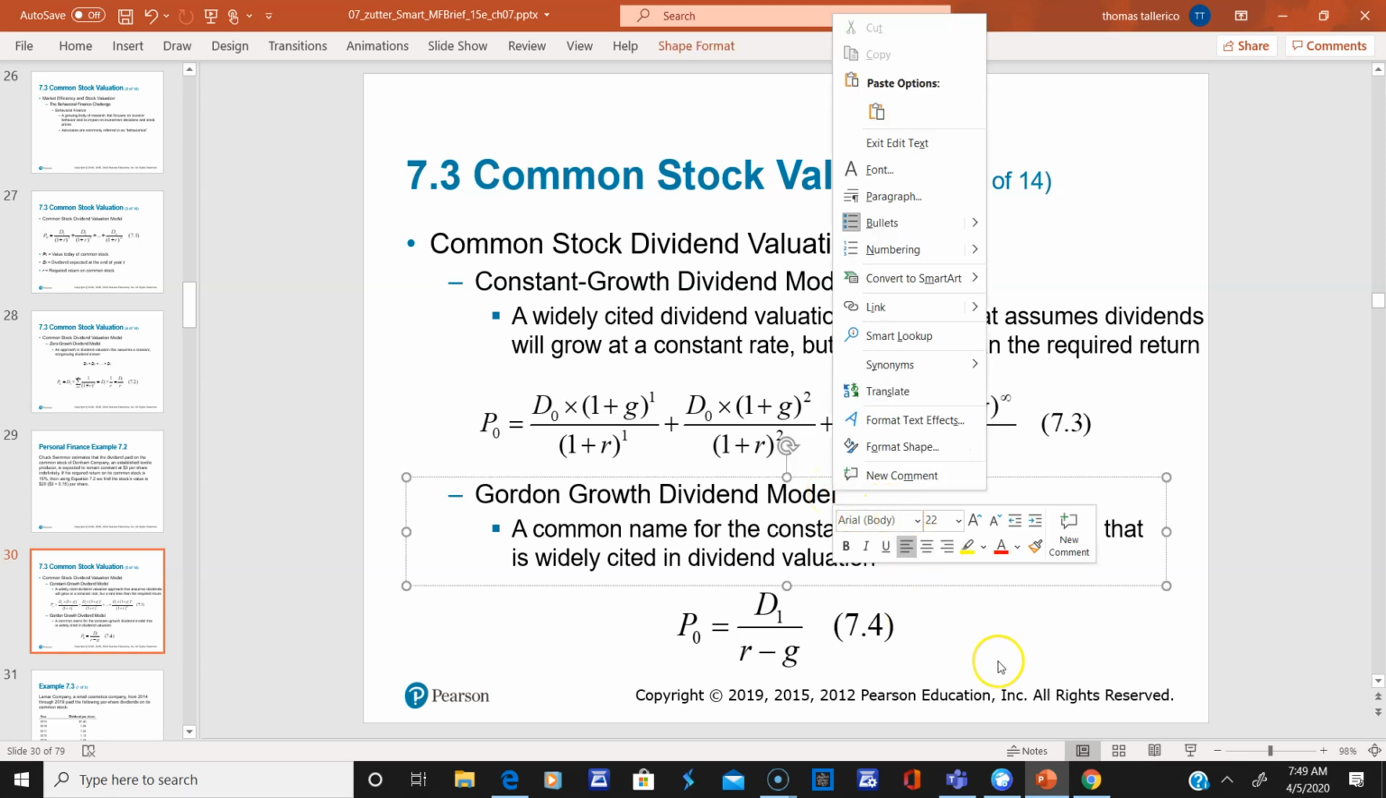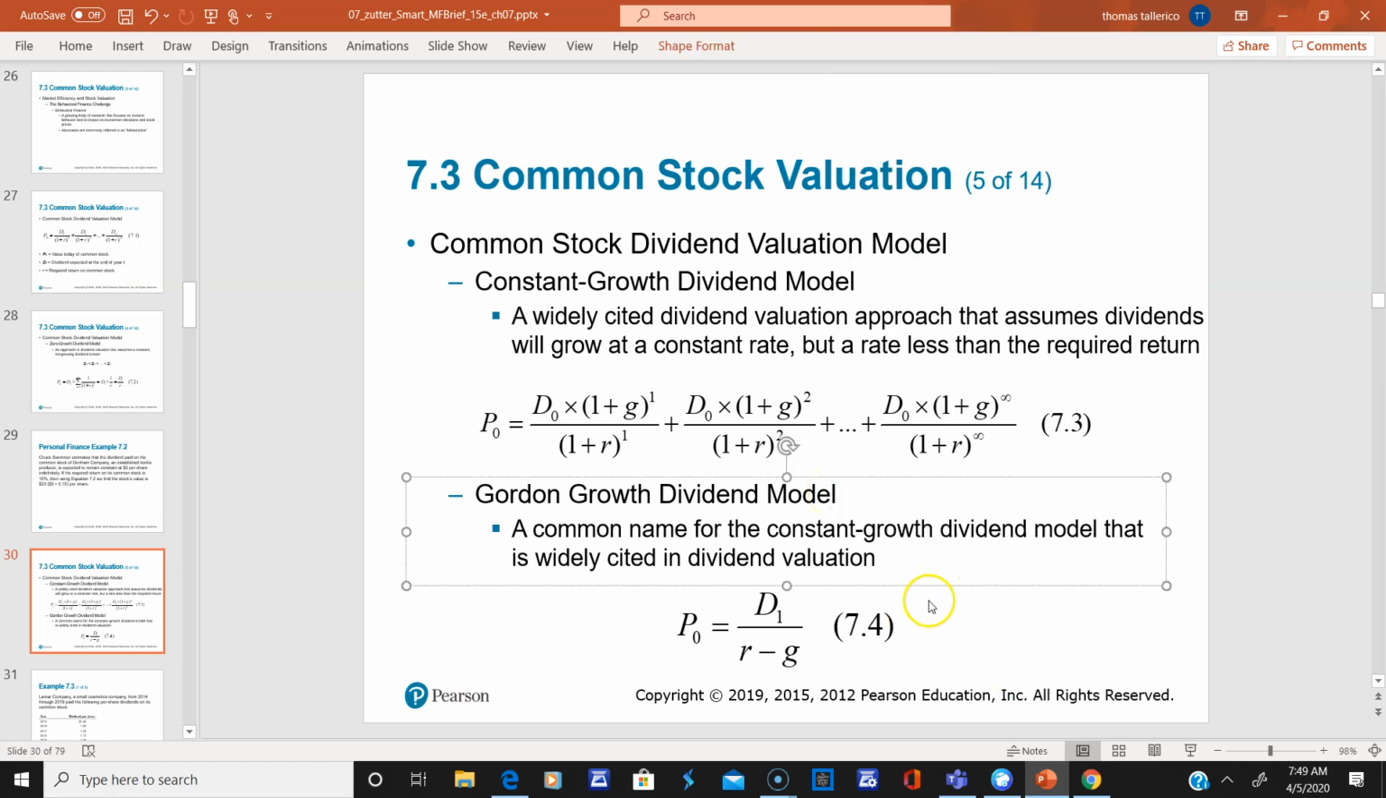This is a common name for the constant growth model, after a gentleman by the name of Gordon. But anyway, you just take the one future dividend and divide it by your required return, but you have to subtract off your growth rate. G is the growth rate. So you've got this second equation here, and that's really all you have to worry about. Again, it's not difficult.